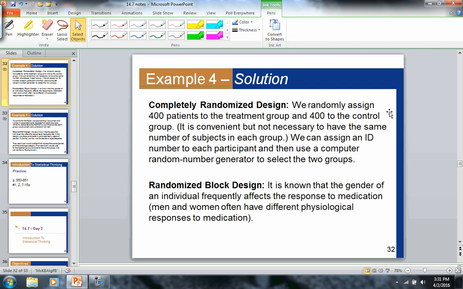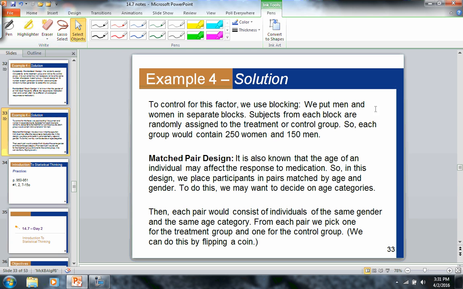Okay. Randomized block, that's the one I talked about, where you would block them into a male and a female group, and then you would pick a certain representation to be in the treatment or the control. And you could also have a matched pair design, which the book describes here. So you could match them so that you have age and gender. So you would have an old man matched with another old man, and then one would go in the treatment and one would go in the control.